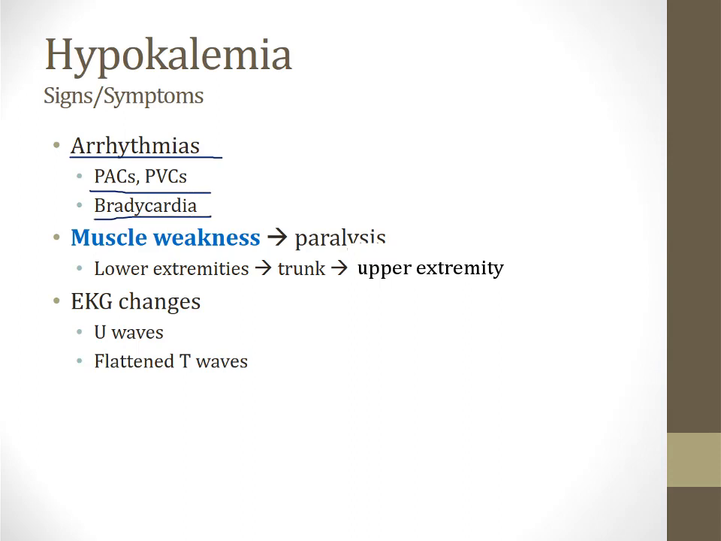Just like hyperkalemia, hypokalemia can cause muscle weakness, which can potentially progress to paralysis if the serum potassium level is very low. Also, just like hyperkalemia, the symptoms begin in the lower extremities and progress to the trunk and upper extremities. And then there are a number of potential ECG changes you can see in patients with hypokalemia. The classic ones are U waves and flattened T waves.